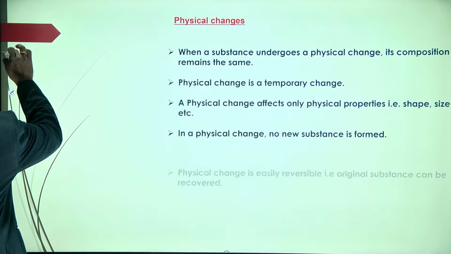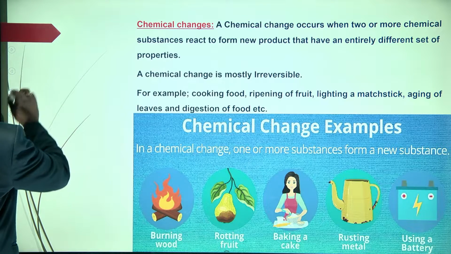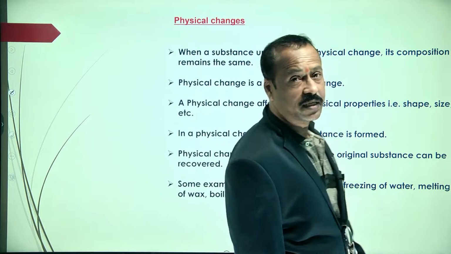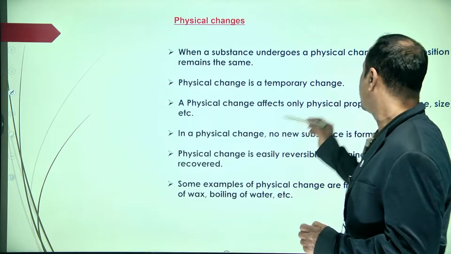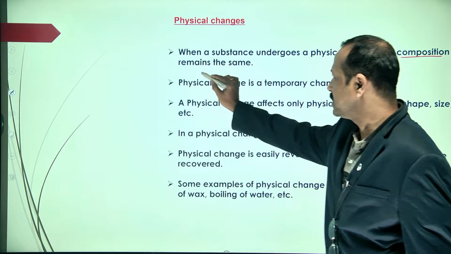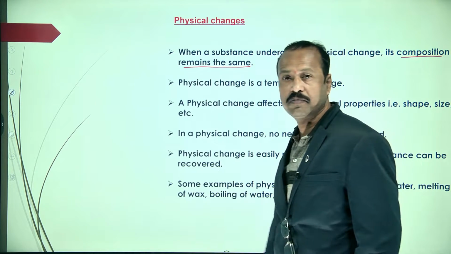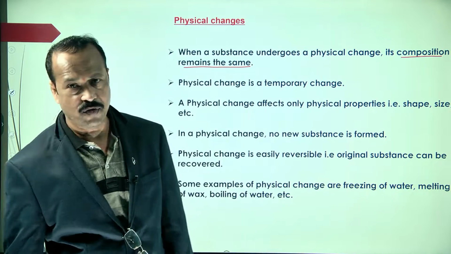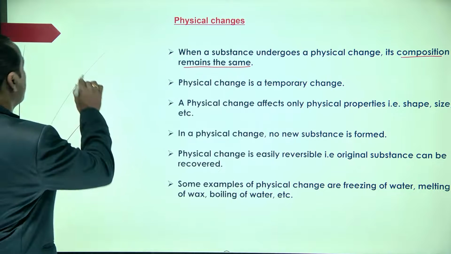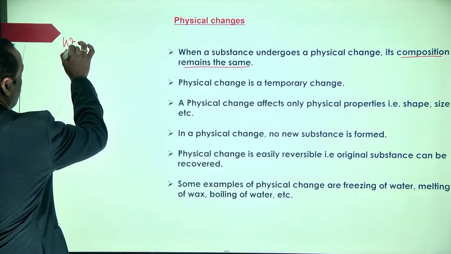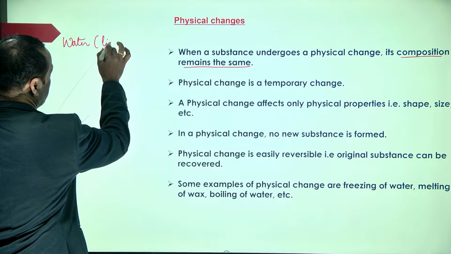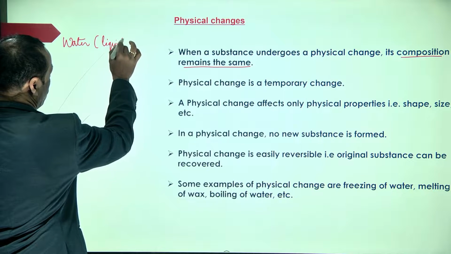Now we are going through the points one by one in detail, as given here. See, a physical change means what? When a substance undergoes a physical change, its composition remains the same. Composition means what it is made up of, and that remains the same. For example, water. Let us take water in the liquid state.